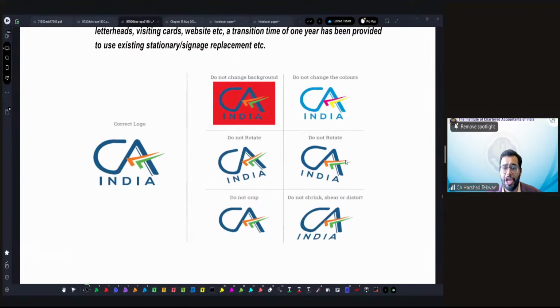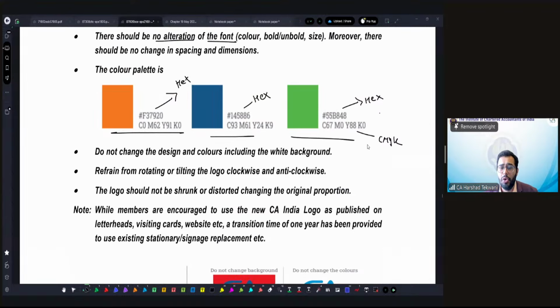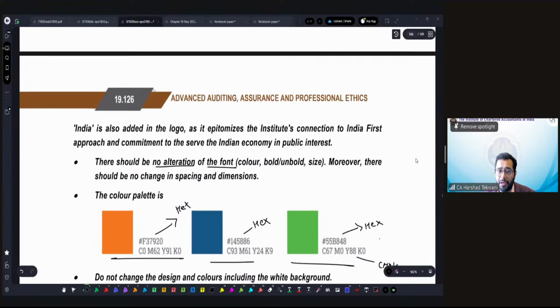There should not be any change to the logo. This is the correct logo. The background should not be changed, and the color should not be changed. Changing the color is not allowed. Tilt not allowed, shrink or distort not allowed, cropping, like removing the term India, not allowed, rotation in any direction not allowed. You are not allowed to alter this logo in any way. The color palette, everything should be there the way it is.